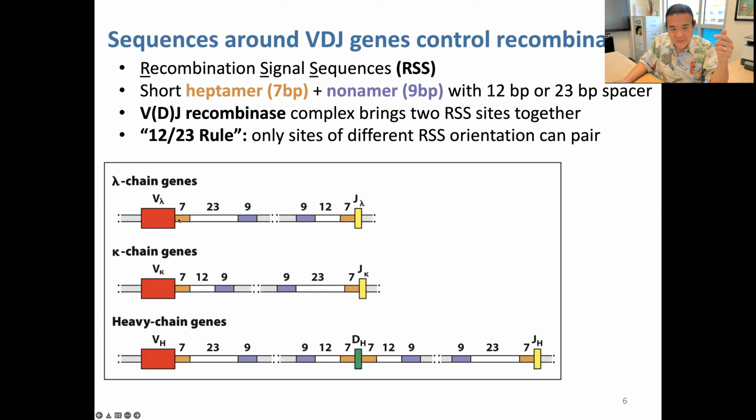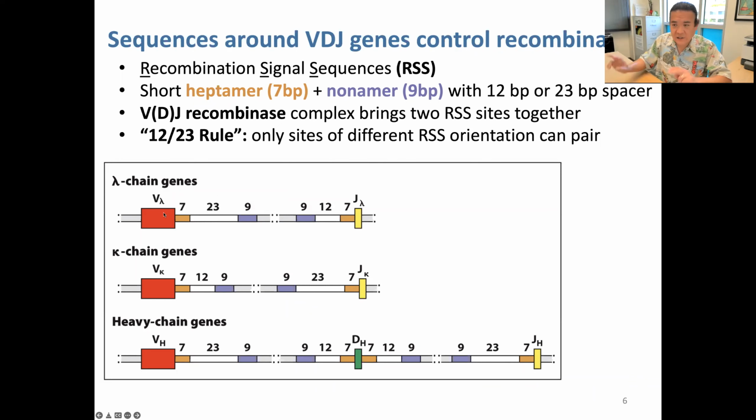And these heptamers and nonamers have spacers in between them. So in other words, this white region in here can be any DNA sequence. It's not highly conserved compared to the heptamer and the nonamer, which are always the same DNA sequence. You'll notice you also have examples where you have heptamers and nonamers that are spaced apart by 12 random DNA bases. And these groups of 7, 23, 9, or 9, 12, 7 are what we call recombination signal sequences, or RSS.